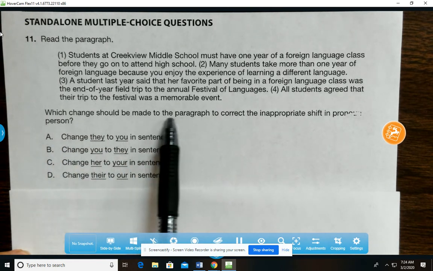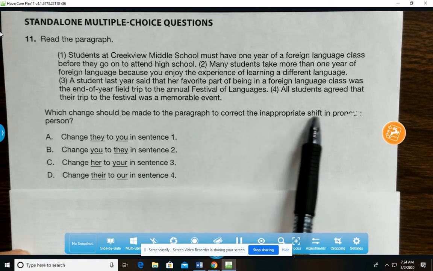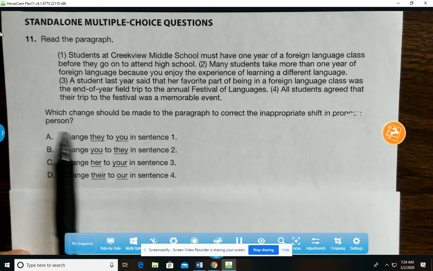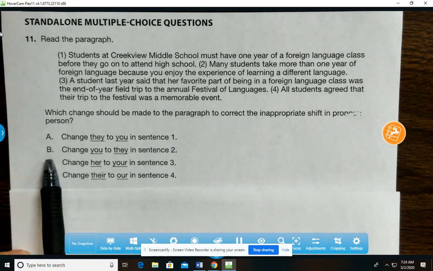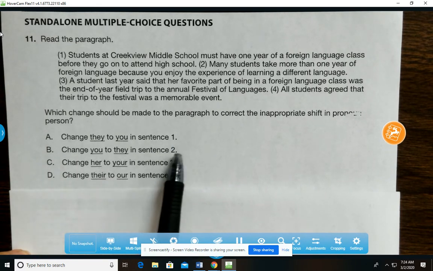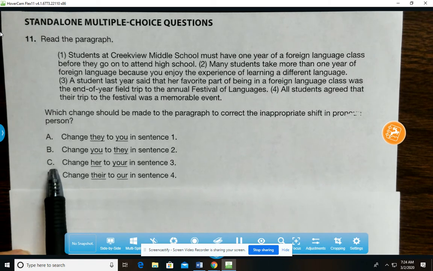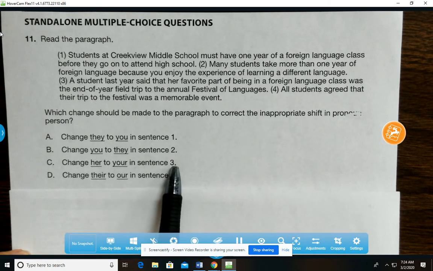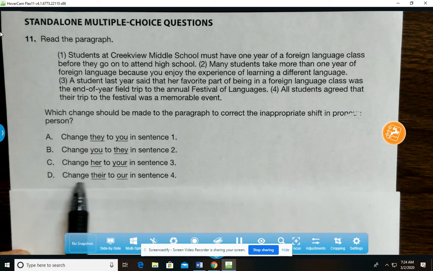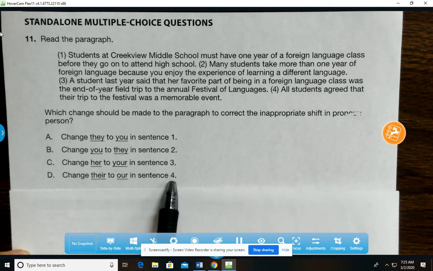Which change should be made in the paragraph to correct the inappropriate shift in pronoun person? Is it A, change they to you in sentence 1? Is it B, change you to they in sentence 2? Is it C, change her to your in sentence 3? Or is it D, change their to our in sentence 4?